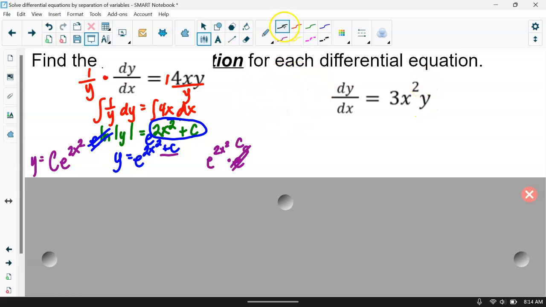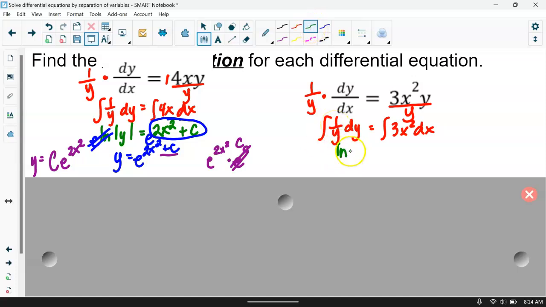Again, notice, to separate our variables, because it's being multiplied by y, we're going to have to divide by y, which is the same as multiplying by 1 over y. So here, the integral of 1 over y with respect to y is equal to the integral of 3x squared with respect to x. So now the integral of 1 over y is the natural log of y, which is equal to x cubed plus c. So here we go. That means the inverse is e, canceling out.